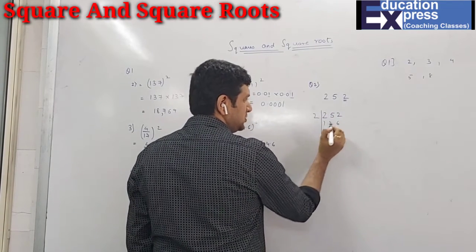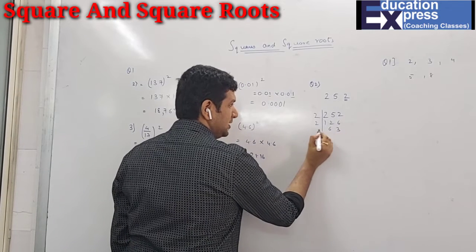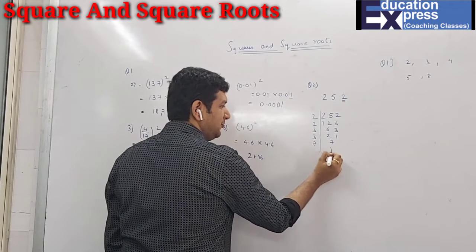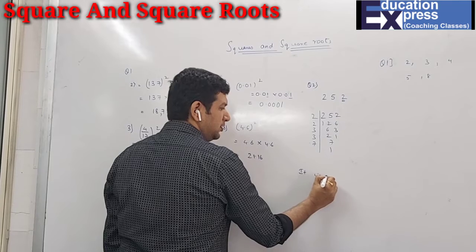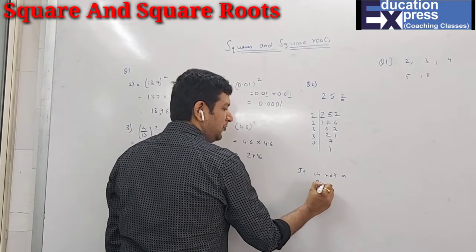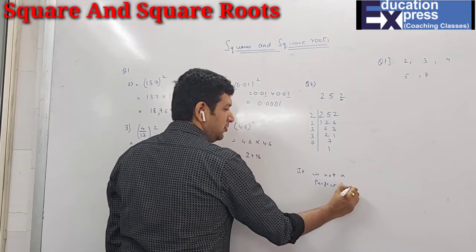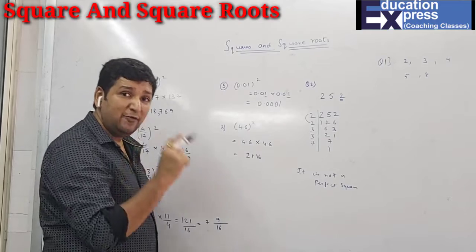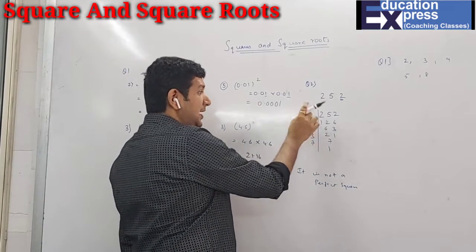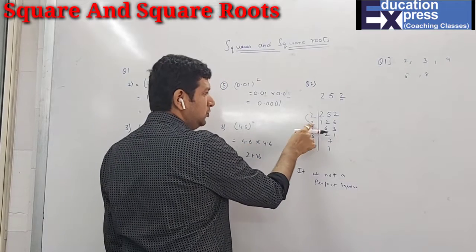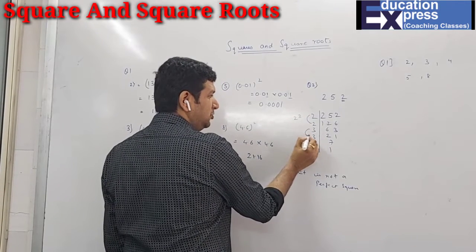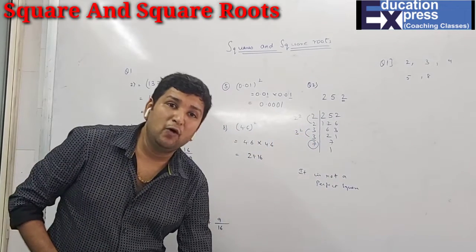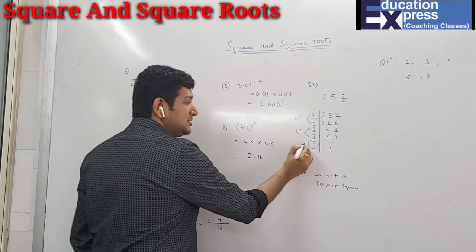2 ones are 2, 2 twos are 4, 2 threes are 6, 2 sixes are 12, 3 twos are 6, 3 ones are 3, 7 threes are 21, and 7 ones are 7. It is not a perfect square for this reason. When I say it's a square, then each and every prime factor has to be what? A square. So here 2 into 2 is 2 square. Done. 3 into 3, 3 square. But here I do not have what? 7 square. I just have only one 7.